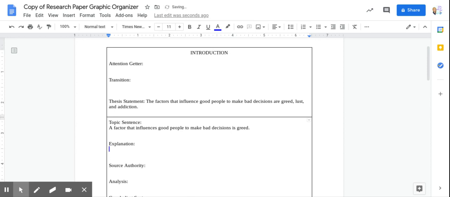So the explanation's job is to explain to the reader what your topic means. You can't assume that the reader understands what your topic means or that their understanding of the topic is the same as what you want it to be. So you have to take a step and, with a sentence or two, explain what your topic means. So my first topic is greed. So what I'm going to try and do is explain to the reader what greed is.